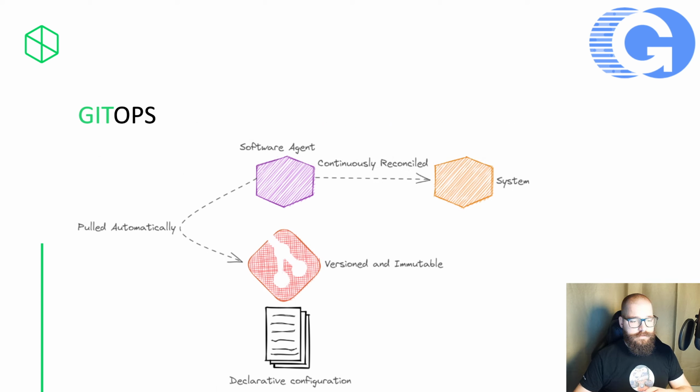I've tried to paint a picture of how it looks. In this case, we can see the declarative configuration. Usually it's YAML for Kubernetes, but it could be anything. It's stored in a version control in an immutable way, and it's pulled automatically by the software agent and continuously reconciled, making sure that all the changes in the version control are applied to the system.